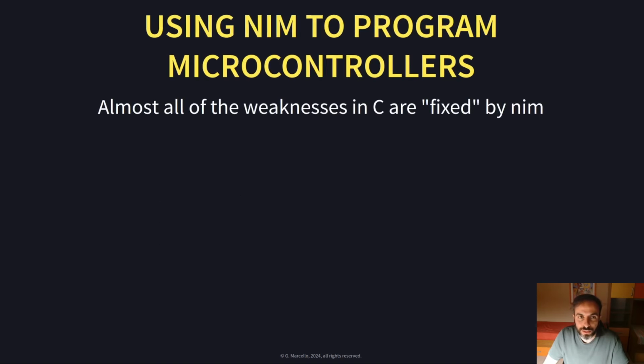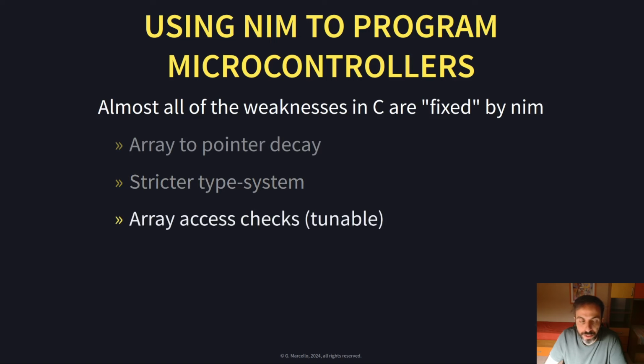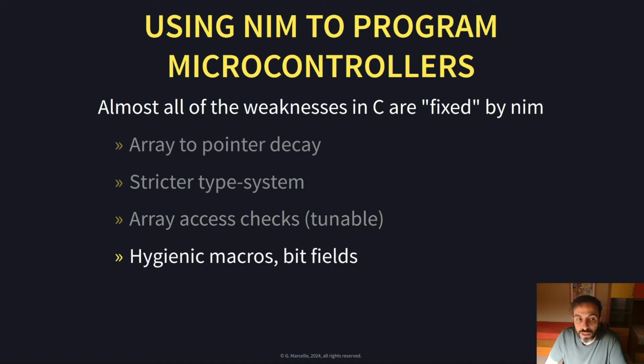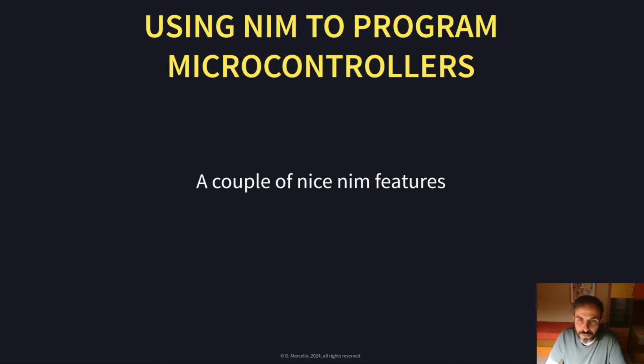So let's quickly talk about Nim for programming microcontrollers. First of all, at the language level, almost all of the weaknesses in C are fixed by Nim. What I'm talking about is, for example, array pointer decay, the fact that it has a stricter type system, which is also more ergonomic, the fact that it has array access checks, which are tunable, by the way, and the fact that it has hygienic macros and bit fields. I'm going to show you a couple of usages for those in some slides later.